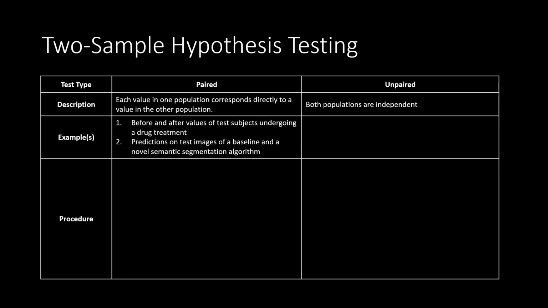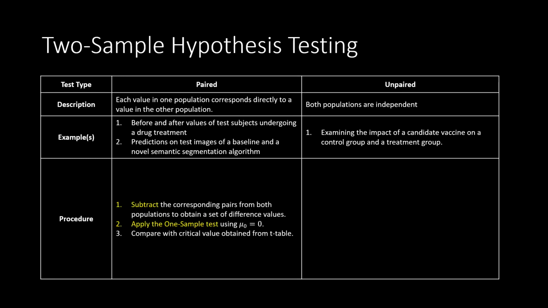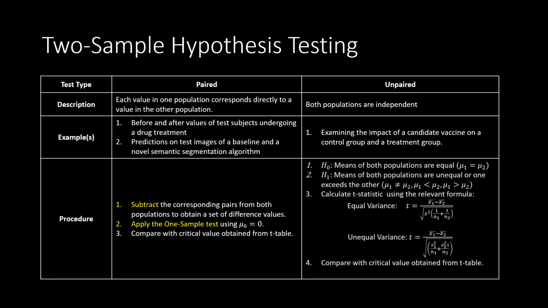Now, it's not rigorous enough to say that the average value of your novel scheme is better than the average value of the baseline. It would be statistically more rigorous if you demonstrated that there was a statistically significant difference between the two on, let's suppose, a fixed set of test images. For the unpaired test, a very important example could be examining the impact of a candidate vaccine on a control group and a treatment group. As far as the procedure is concerned, I've put that here, but I'm not going to go into the details of this. You can read up on the procedure for the paired test and for the unpaired test later on if you're interested.